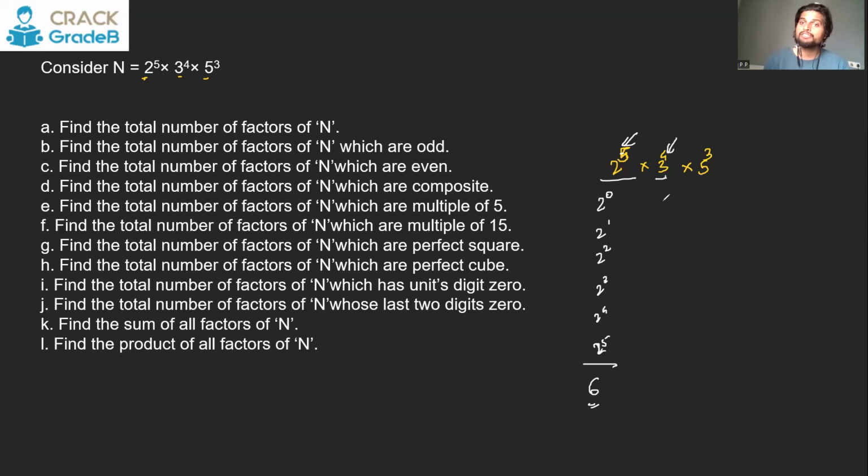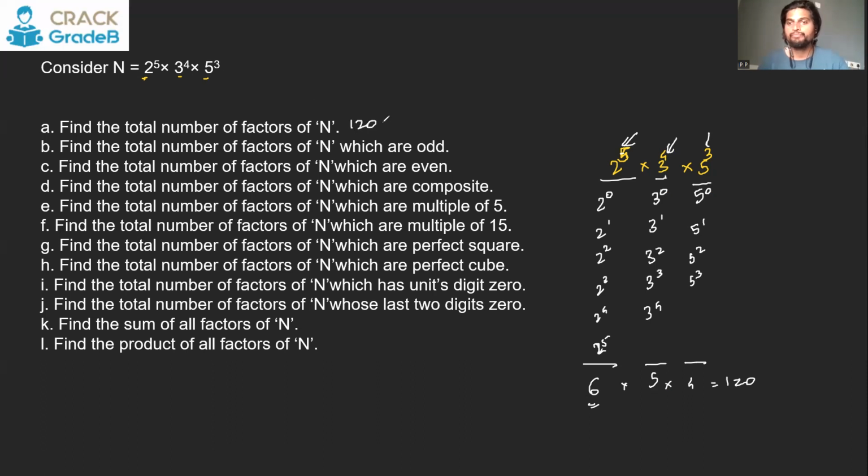Similarly, for 3, we'll have 5 choices. Either you pick 0 number of 3's or 1 number of 3 or 2 or 3 or 4 number of 3's. So we have a total of 5 choices from here. And for 5, we have 5 raised to the power 0, 5 to the power 1, 5 to the power 2, 5 to the power 3, only up to 3. So we have a total of 4 choices, one more than this. So 6 against 5 against 4, so 6 into 5, 30 into 4, 120 will be the total number of factors. So we'll have total factors 120.